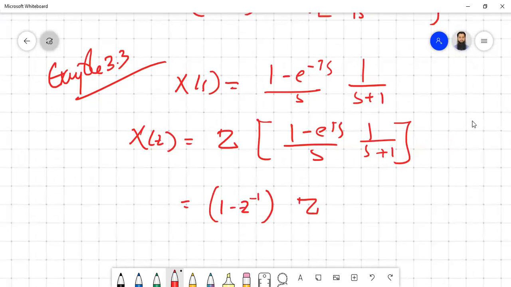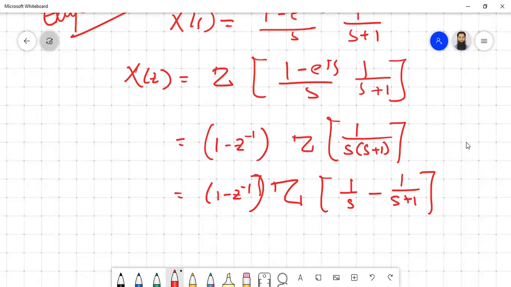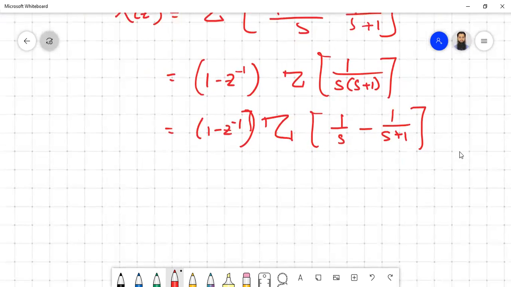Then for the rest of the thing, you find out the z transformation of 1 by s(s plus 1). So use the partial fraction expansion before applying the z transformation: 1 by s minus 1 by (s plus 1). We have done that before, so I'm just writing it quickly. So it will give you 1 minus z inverse. Now, since we know the time domain function of this one, 1 by s is simply nothing but 1(t), the step signal, and the other is nothing but e to the power minus t.